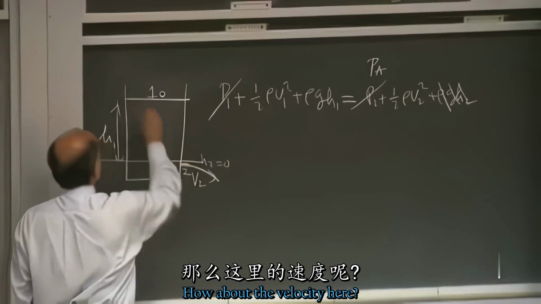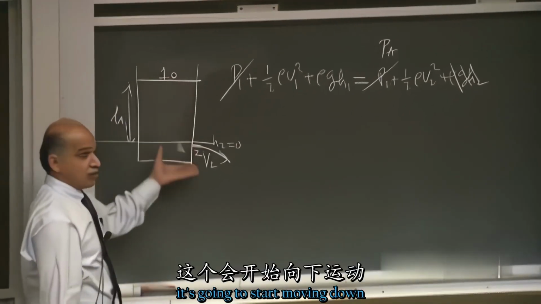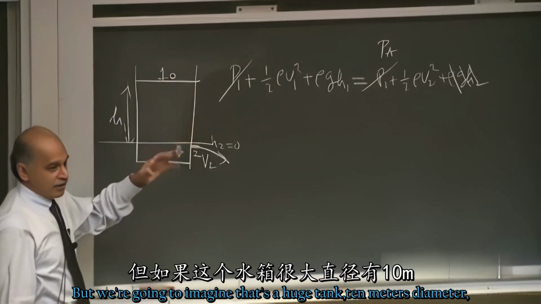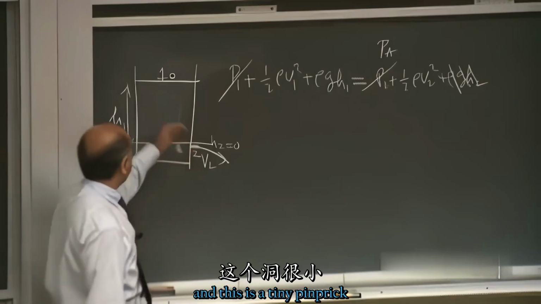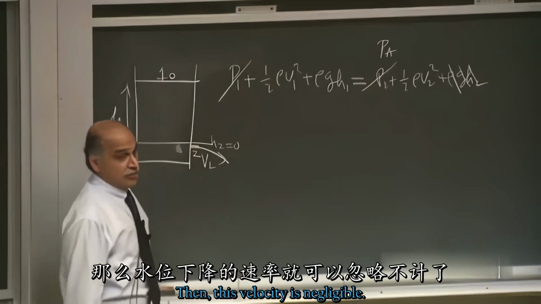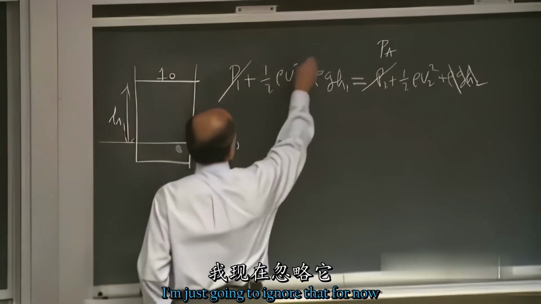How about the velocity here? You know that if you punch a hole in the tank and you drain it, it's going to start moving down. But we're going to imagine that's a huge tank, 10 meters diameter, and this is a tiny pinprick. Then this velocity is negligible. You can put that back in if you like. I'm just going to ignore that for now.